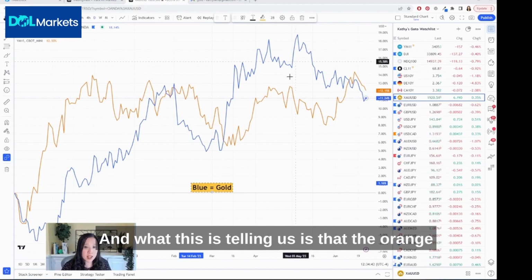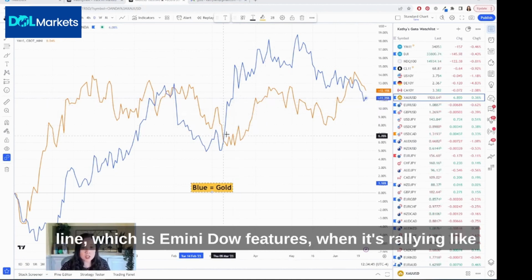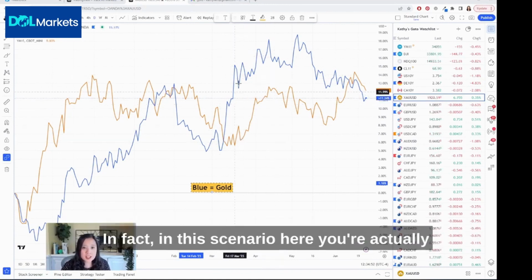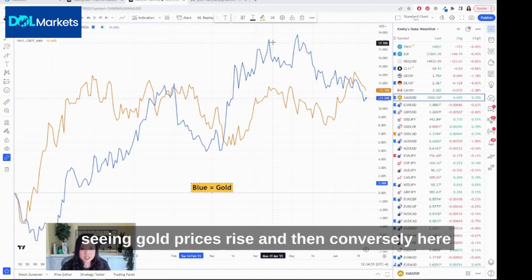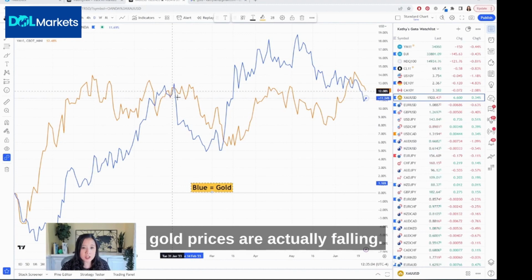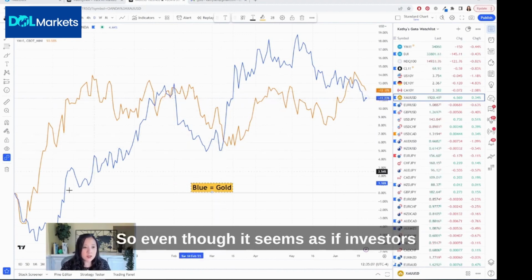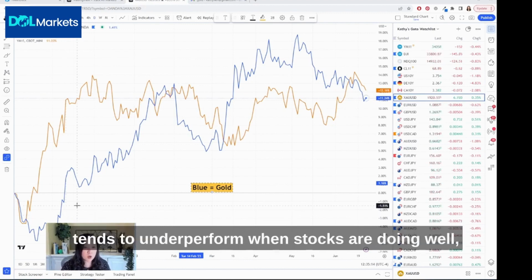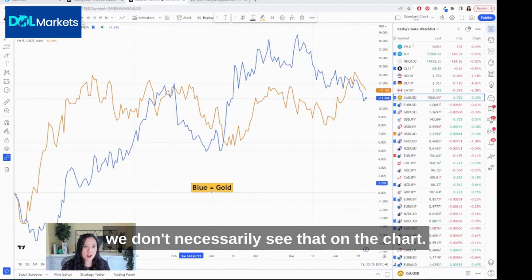And what this is telling us is that the orange line, which is E-mini Dow futures, when it's rallying, like over here, you are not necessarily seeing gold prices fall. In fact, in this scenario here, you're actually seeing gold prices rise. And then conversely, here, when we have E-mini stock futures fall, what you're seeing is that gold prices are actually falling. So even though it seems as if investors flock into the safety of gold, or gold tends to underperform when stocks are doing well, we don't necessarily see that on the chart.